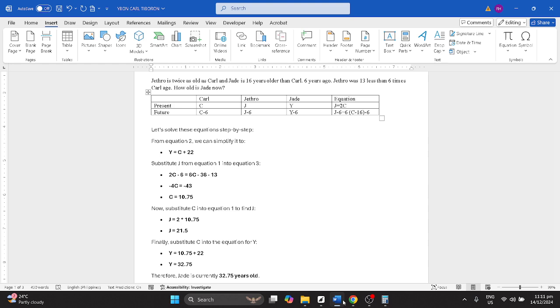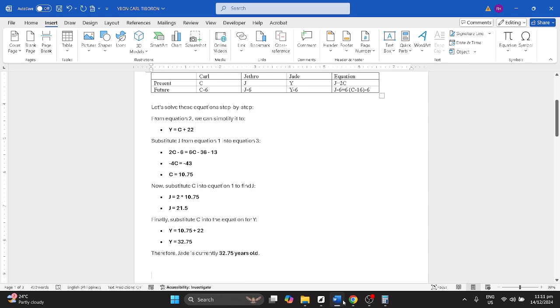Now substitute c into equation 1 to find j, or Jethro's age. J equals 2 multiplied by 10.75, which is c, which we discovered was Carl's age earlier. After multiplying, we will come up with the answer for Jethro's age, which is 21.5.